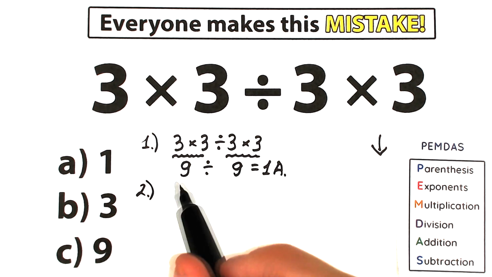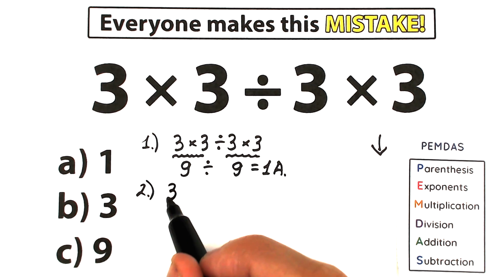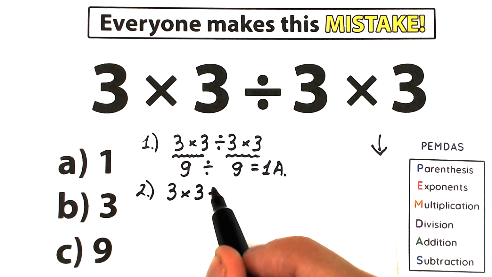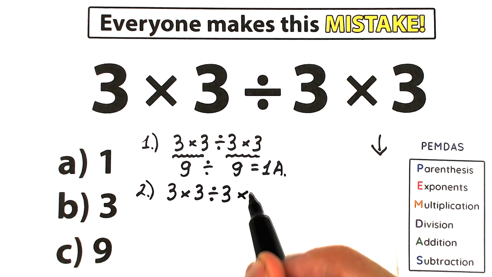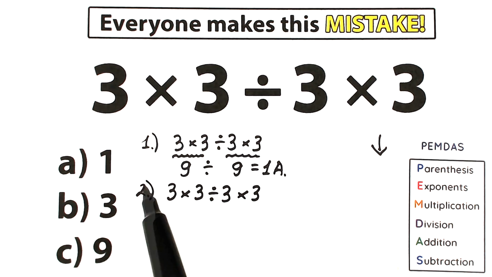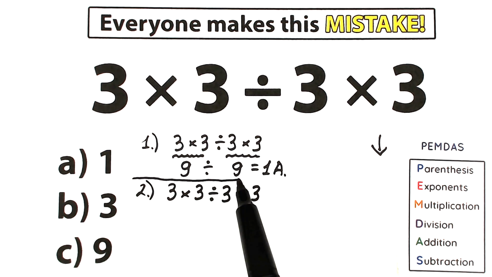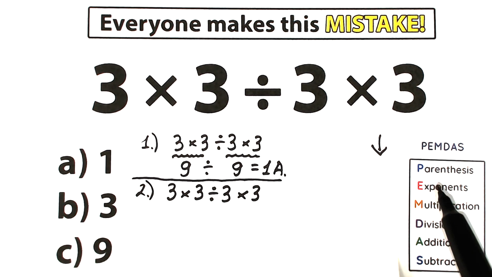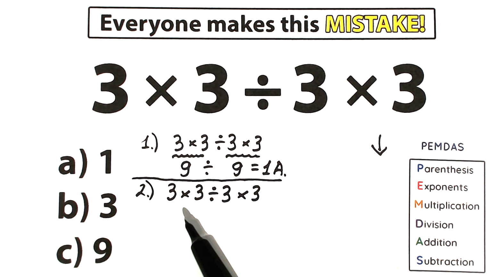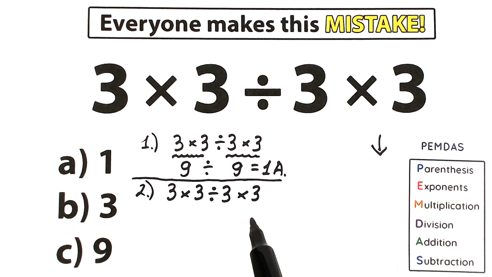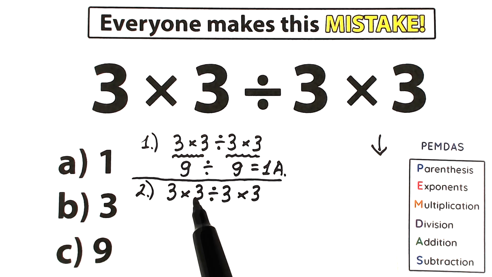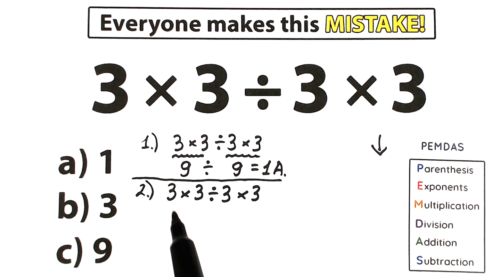So let's rewrite our challenge right here: 3 times 3 divided by 3 times 3. And right now let's solve this question according to this PEMDAS order of operation. Let's look at it. What elements do we have in our challenge? This is the main thing, because a lot of students don't know how to use PEMDAS for these challenges. We should scan what elements we have in our challenge.